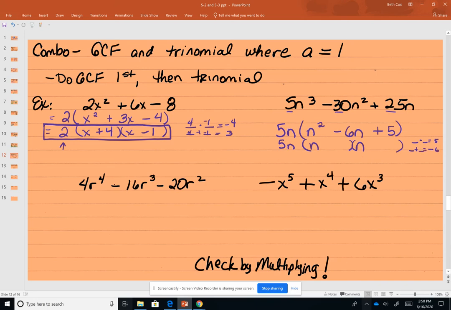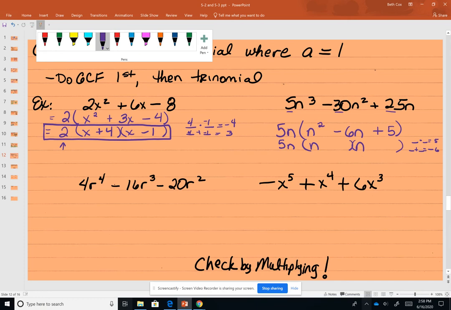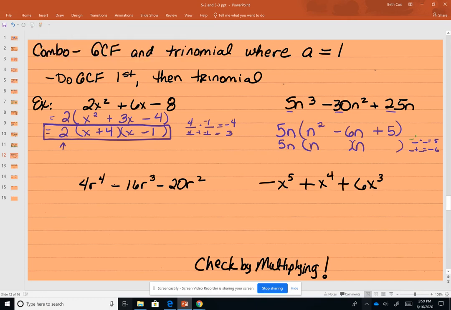Well, what multiplies to give you 5? Well, it's just 1 and 5, isn't it? But how do I get a negative 6? Remember, a negative 1 times a negative 5 gives you a positive 5, and a negative 1 plus a negative 5 gives me a negative 6. Put a negative 1 and a negative 5. So there's my answer.